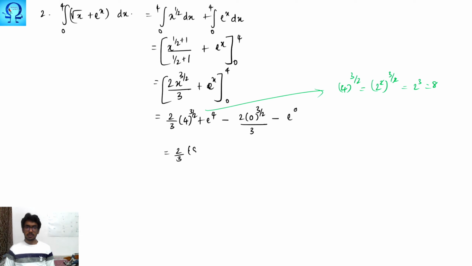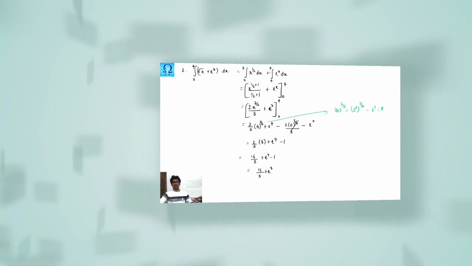Therefore 2 upon 3 multiplied with 8, plus e to the power 4, and this quantity is 0 and e power 0 is 1. So it is minus 1. You have 16 upon 3 plus e power 4 minus 1. So this happens to be 13 upon 3 plus e power 4. Okay, and this completes the problem, and with which we have come to the end of this lecture. Thank you.